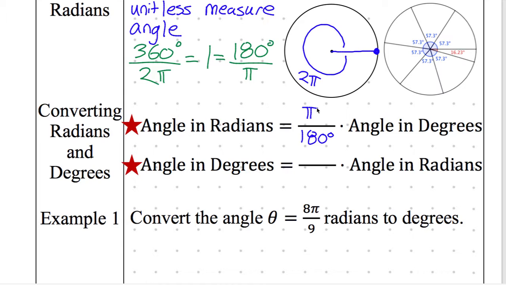If I want to go the other direction, if I have radians, I need to get rid of radians. I get rid of radians by putting radians in the denominator. Radians is now in the denominator, and I'm going to convert to degrees, so degrees is going to be on the top, 180 degrees. So now we have a formula to convert back and forth between radians and degrees. Let's see if we can use this.